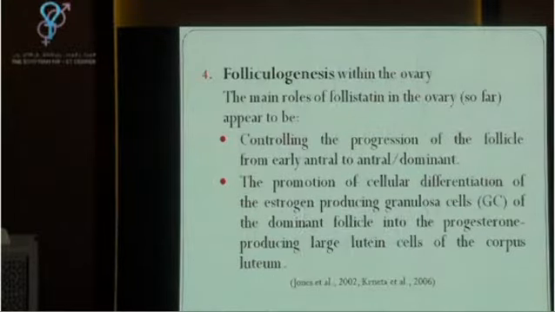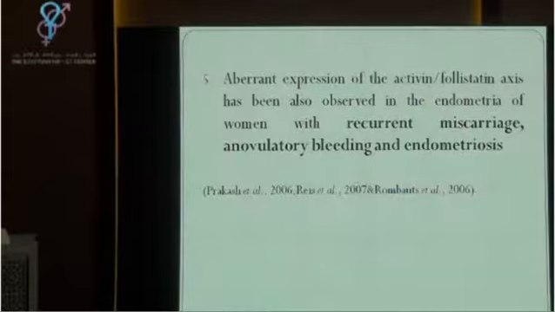In the ovary, it appears to be controlling the progression of the follicle from early antral to antral dominant follicle. It promotes cellular proliferation and differentiation of the estrogen-producing granulosa cells of the dominant follicle into the progesterone-producing large lutein cells of the corpus luteum. Aberrant expression of the activin follistatin axis has also been observed in the endometria of women with recurrent miscarriage, anovulatory bleeding, and endometriosis.